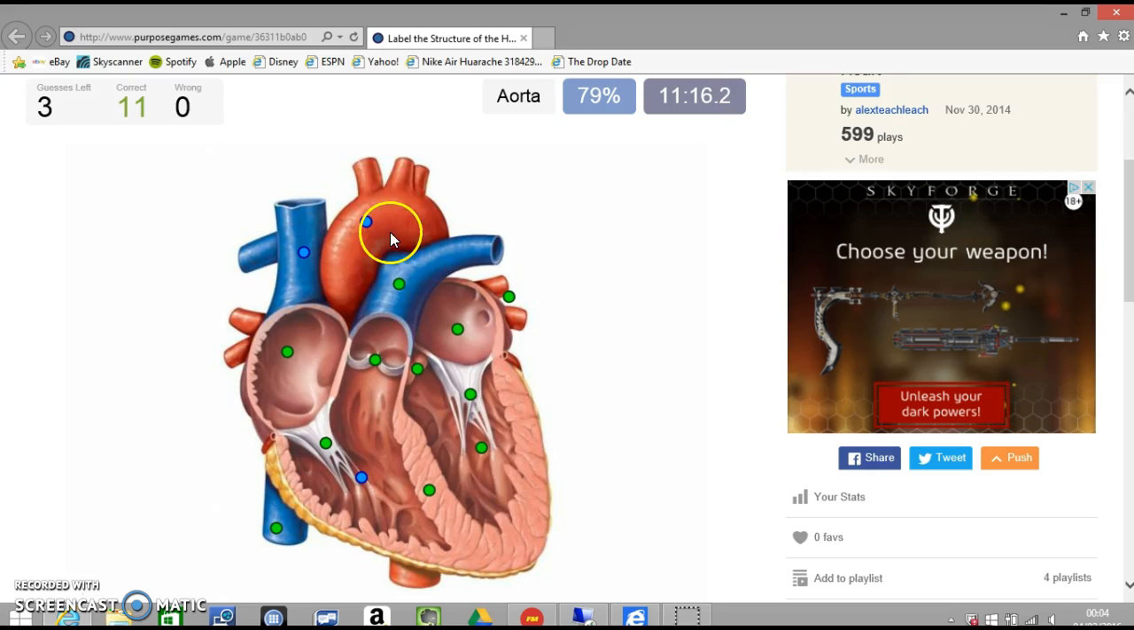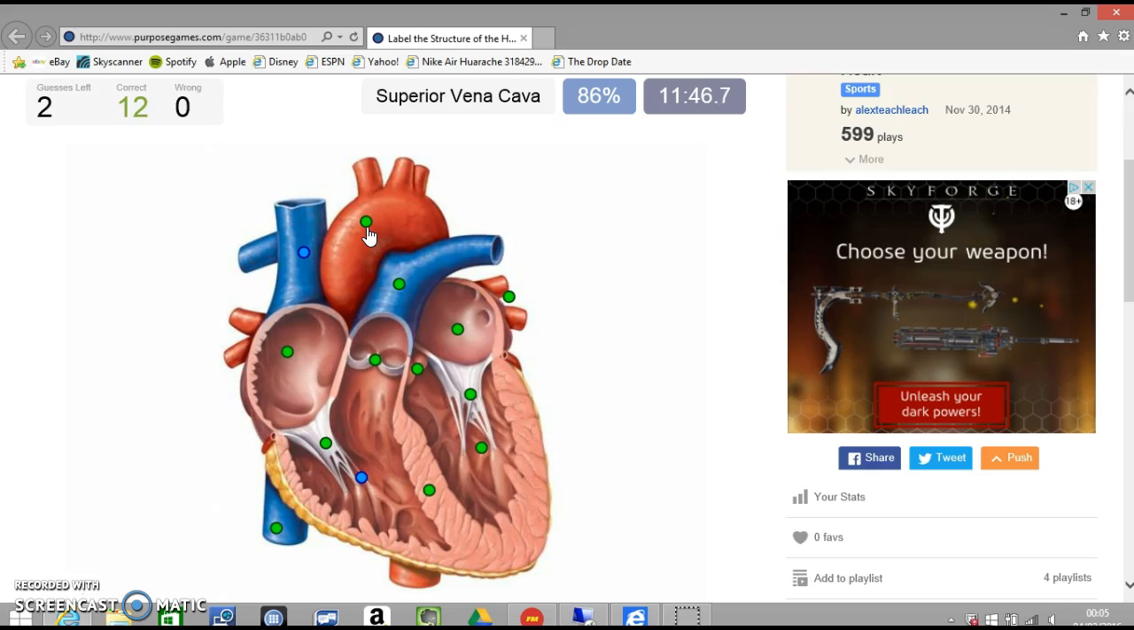The aorta, that one there. The mouse is not even moving now. There we go. The aorta's function is that this is the main artery of the blood which supplies oxygenated blood to the circulation system again.